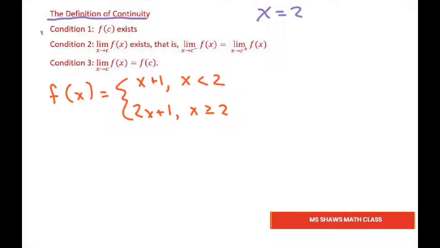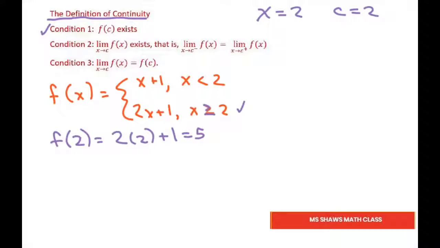So I'm going to check the first condition. Does f of c, where c is your 2, exist? So basically you do f of 2, and we can put 2 into this one because x can equal 2. So it's going to be 2 times 2 plus 1 equals 5. So condition 1 holds, so that's good. We do have an f of c.